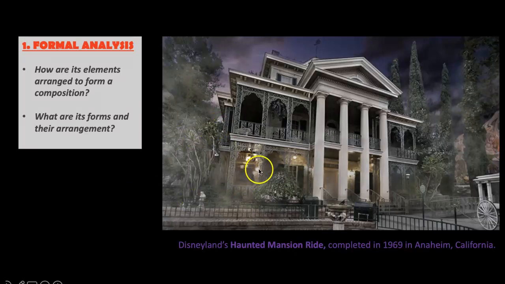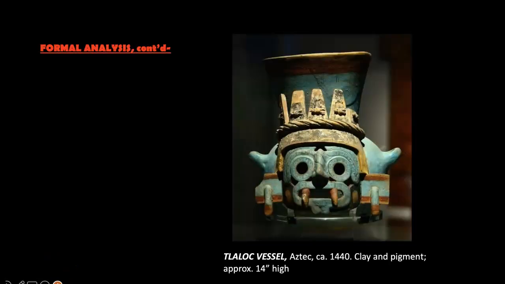All right, so that is a breakdown of the elements of the Haunted Mansion from the exterior, how they are arranged in the architectural composition, and a discussion of some of the forms in their arrangement as well. Let's move on to something else in our topic of formal analysis. And that is something that comes from the Aztec people of Mexico. This is a Tlaloc vessel from circa 1440, made up of clay and pigment. It's about 14 inches in height.